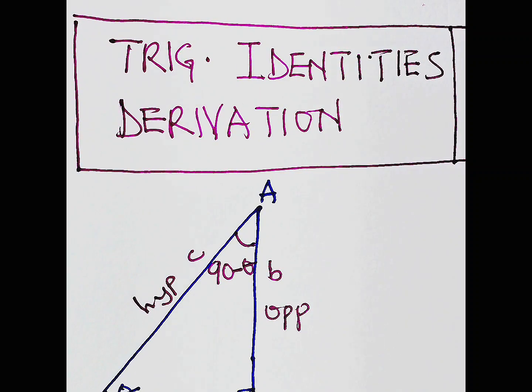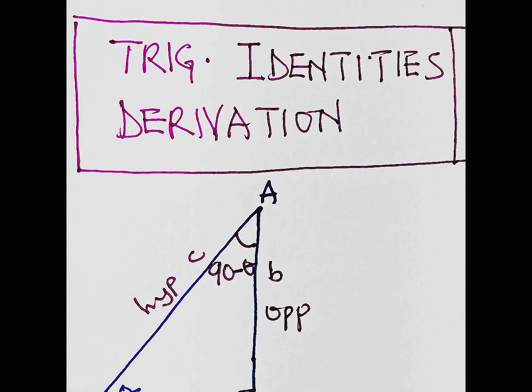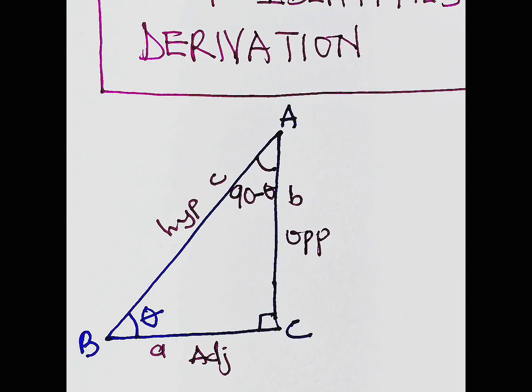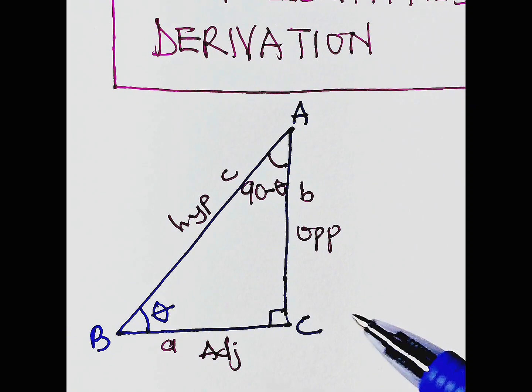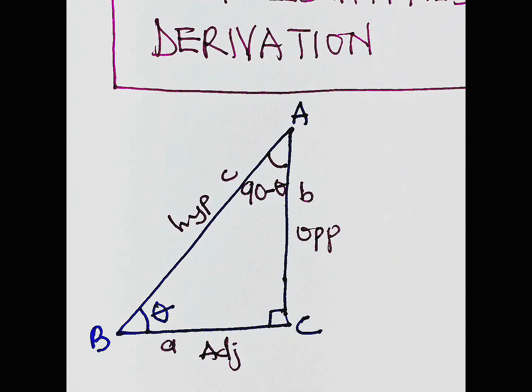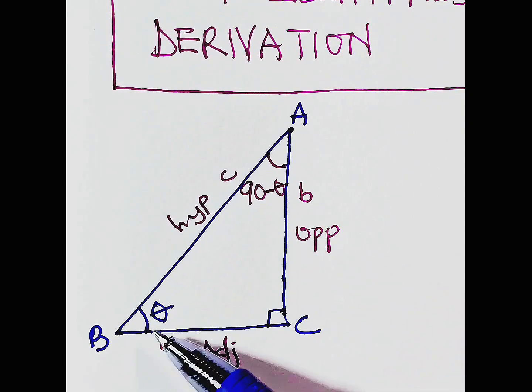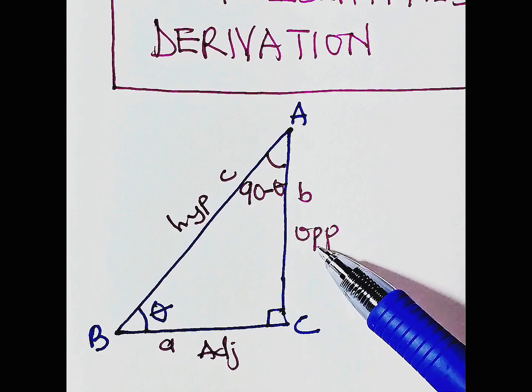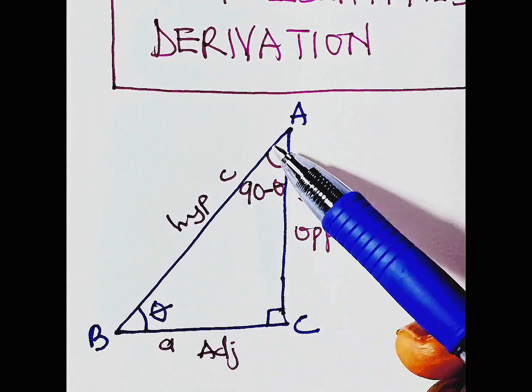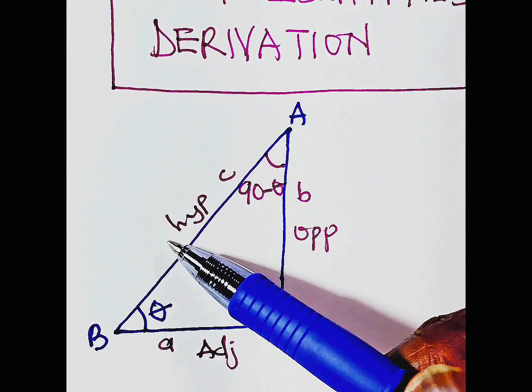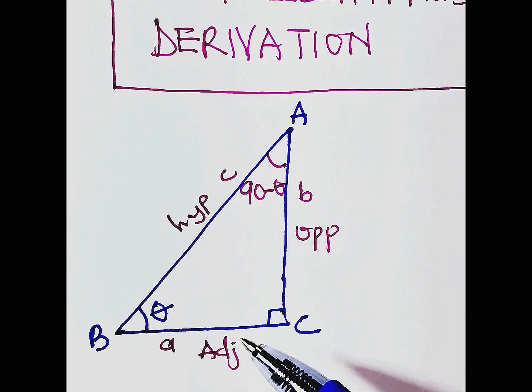In this video, we'll be looking at the trig identities derivation, and I'll be demonstrating on that using this right angle triangle. This has been drawn not to scale, as we all know that the side that faces the angle in consideration is named as the opposite, while the longest side is named as the hypotenuse.